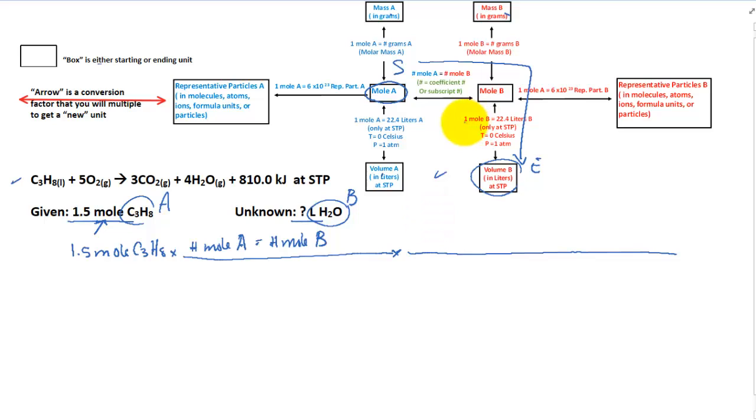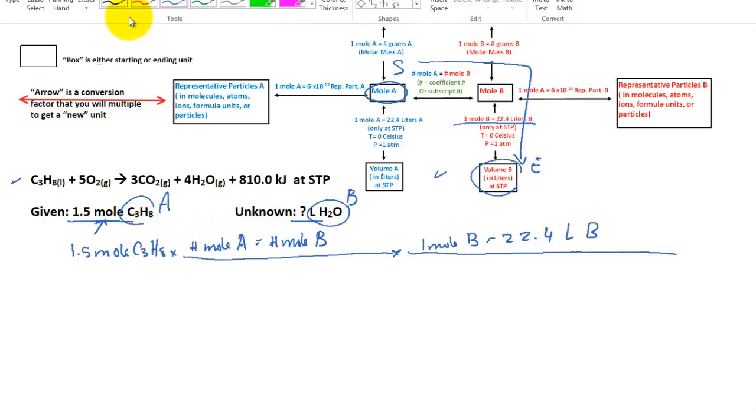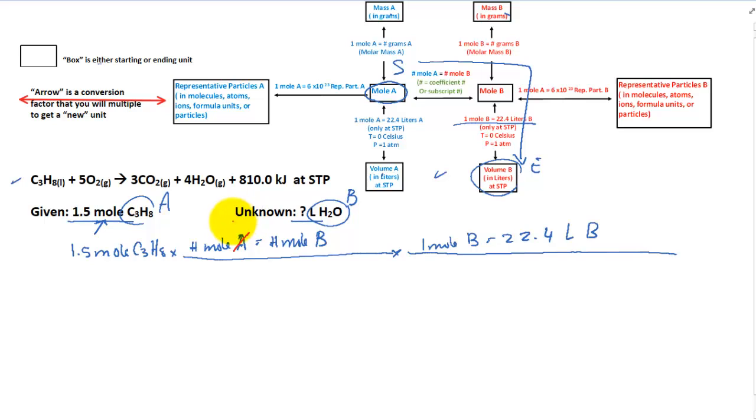And the next one is right here. We have 1 mole of B equal to 22.4 liters of B. What is A? Our chemical A is C3H8, so I'm going to use a different color to clarify. This is C3H8, and our chemical B is H2O. Over here our chemical B is H2O again, so I just go in and substitute in the variables. Here we have the generic number sign.